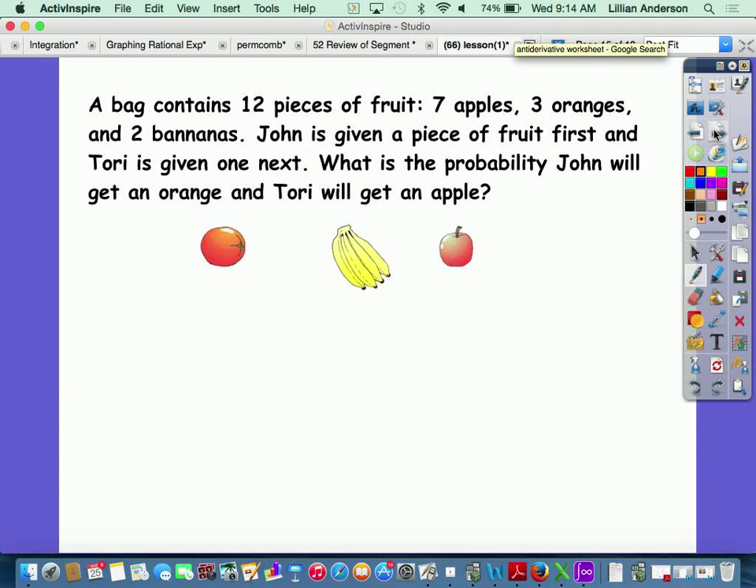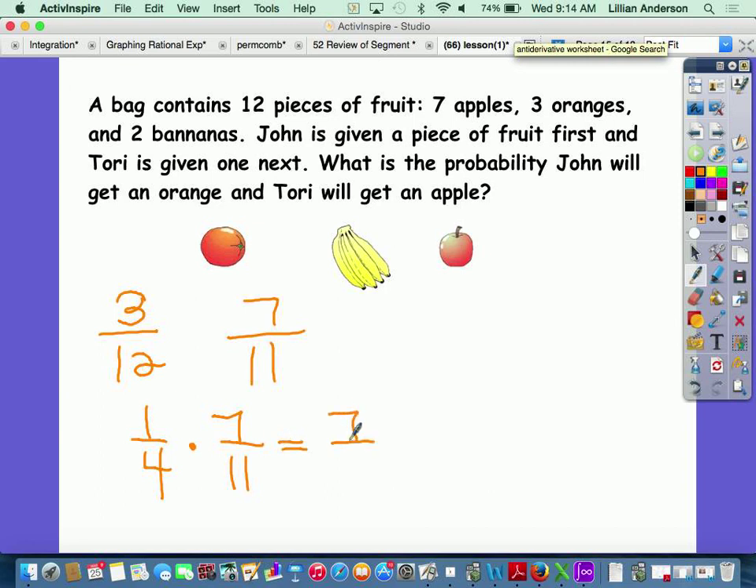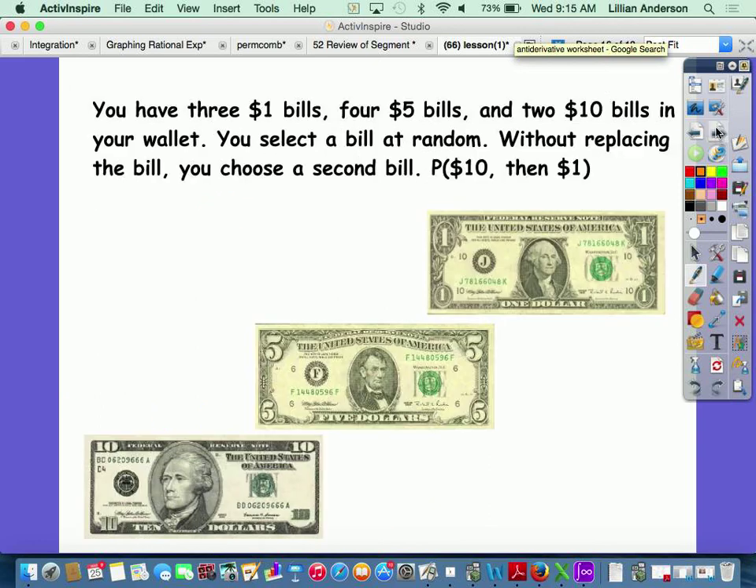What's the probability that John will get an orange? 3 out of 12. Because there are 12 fruits in there, there's 3 oranges. What does that reduce down to be? 1/4. Then Tori gets an apple. How many apples are there? 7. How many fruits are there now though? 11. Because once that one fruit was given to John, there were only 11 fruits left. So you're going to multiply 1/4 by 7/11. And if you multiply straight across, that's what? 7 over 44. Okay? Please make sure you reduce. If you don't reduce throughout your problem, reduce at the end though, okay?